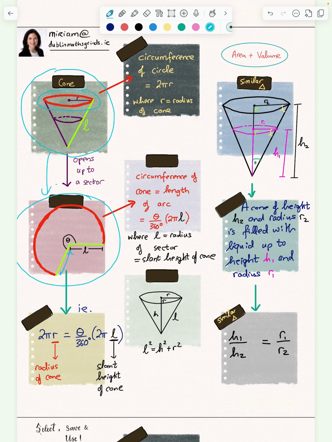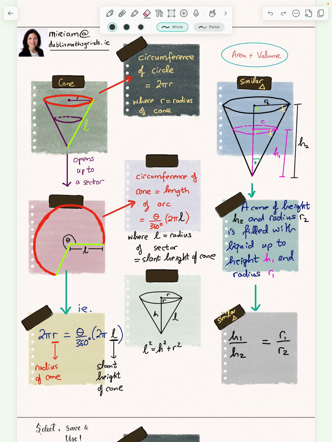But remember that the circumference of the top circle in the cone is given by 2 pi r, where r is the radius of the cone. The circumference of the cone turns into the length of the arc of the sector, which we know from the log tables is theta over 360 times 2 pi L. So the slant height L there is the same as the slant height up there. It's all summarized here: 2 pi r, where r is the radius of the cone, equals theta over 360 times 2 pi L, where L is the slant height of the cone.